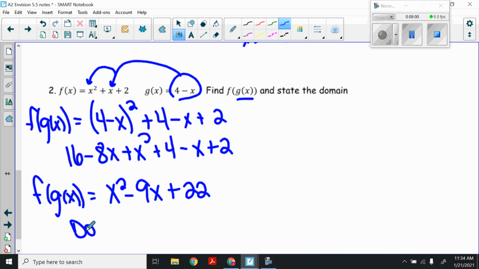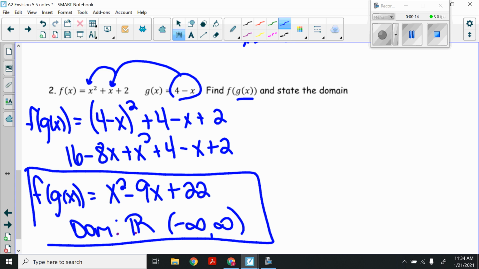My domain. This is a parabola, right? I don't have any square roots. I have x squared and x's. I can plug in any number I want to for x. So this is all real numbers, or negative infinity to infinity. I don't have a denominator. I don't have a radical, so I don't have anything to restrict my domain there.